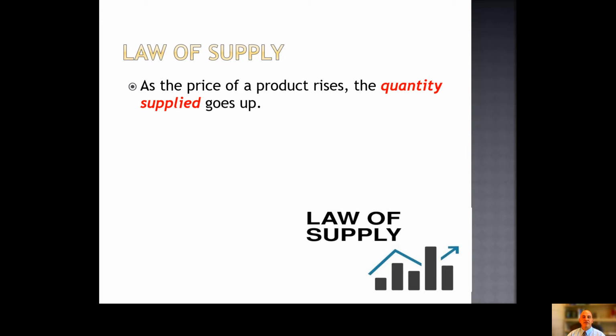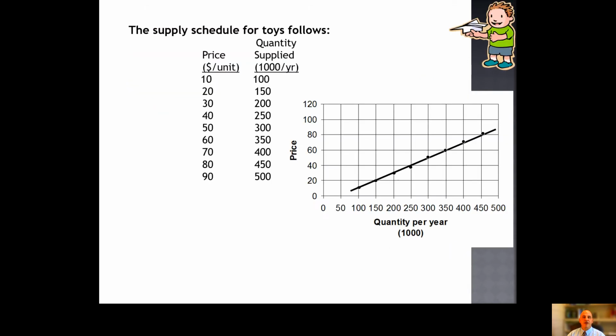And again, there's a difference between the word supply and the phrase quantity supplied. Supply refers to an entire function, the relationship between all the prices and quantities. Quantity supplied simply means one point on that function. So for example, if the price were $10, we'd only have 100,000 toys put on the shelf. As the price rises, we get businesses that desire to put more on the shelf. Now notice this is not saying that they're selling more, it just says they would like to sell more.